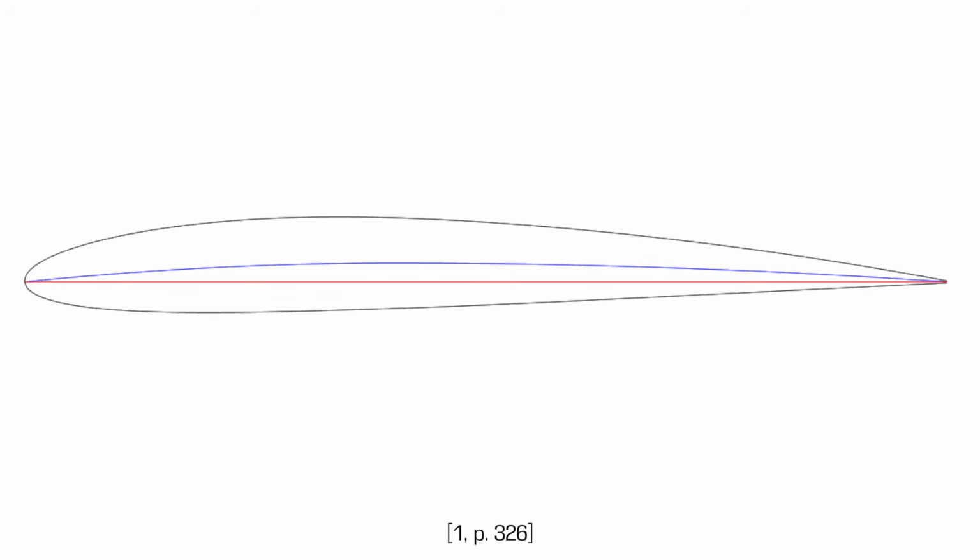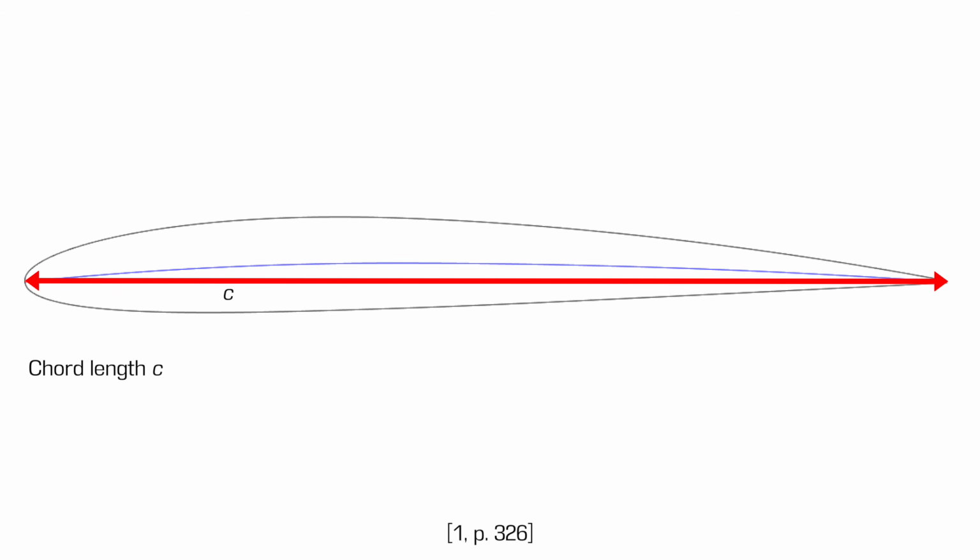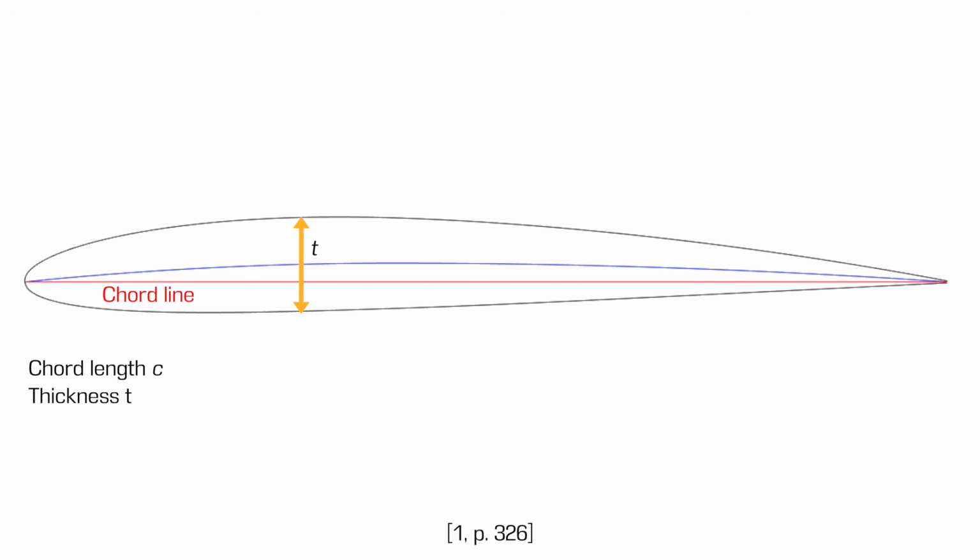An airfoil is simply the two-dimensional cross-section of a wing and has a few defining characteristics that we will need to familiarize ourselves with. First, we have the chord, which defines the length of the airfoil from the tip of the leading edge to the tip of the trailing edge and is denoted by the letter C. The line between the leading and trailing edge of the airfoil is the chord line. Second, we have the thickness, denoted by the letter T. This is sometimes defined as a fraction of the chord, in which case it becomes the thickness to chord ratio, T over C. This measures the maximum thickness of the airfoil.